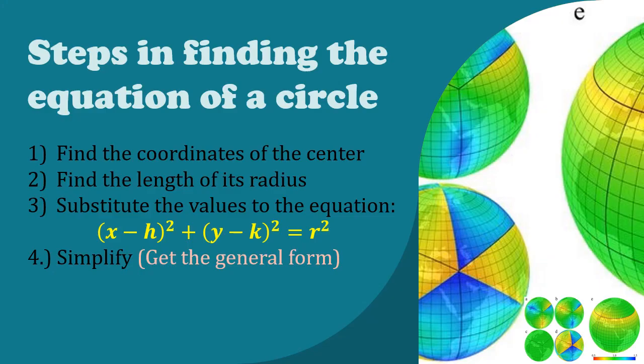Now first, what are the steps in finding the equation of a circle? Here we do have 4 steps, and the first one is find the coordinates of the center. Second, find the length of its radius. Third, substitute the values to the equation. Actually for step 3, this is the start of creating your center radius form. And for our fourth step, this is the time wherein you are going to have your general form.